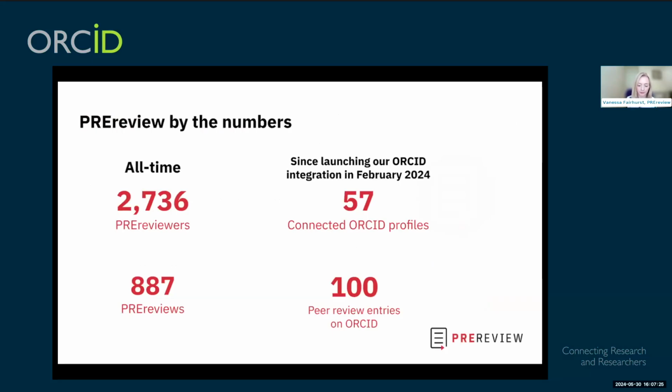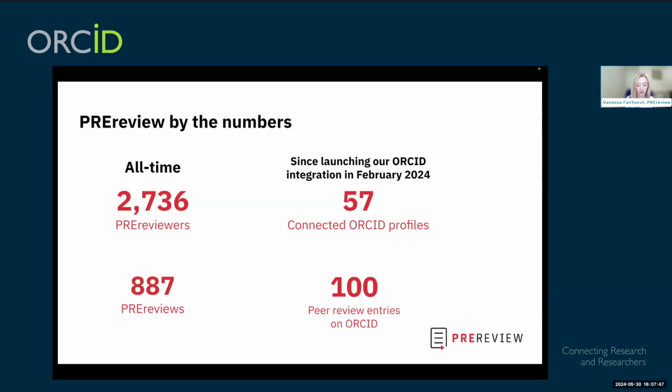And we've just got a few numbers so far. So we currently have about 2,736 at last count PREreview users. And these are the numbers that have logged in using their ORCID IDs. And in the last 3 months, we've seen a modest start of about 57 of these connect to their ORCID profiles, which allows us to write their public review activity to their profiles for them.